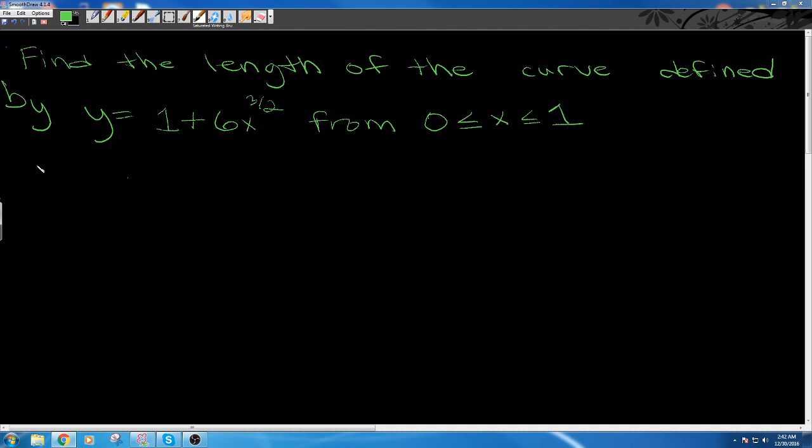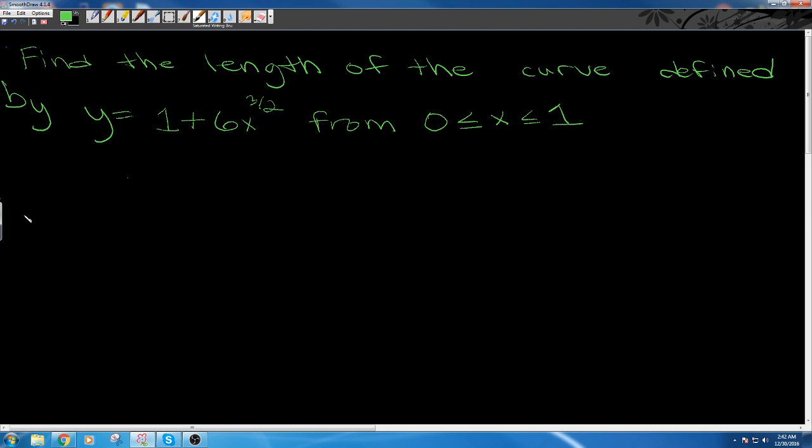Alright, today we're going to find the length of the curve defined by y equals 1 plus 6x to the 3 halves from 0 to 1. So limits are from 0 to 1. I posted this problem a while ago and it's really messy, so I'm going to try to explain it as simply as possible.